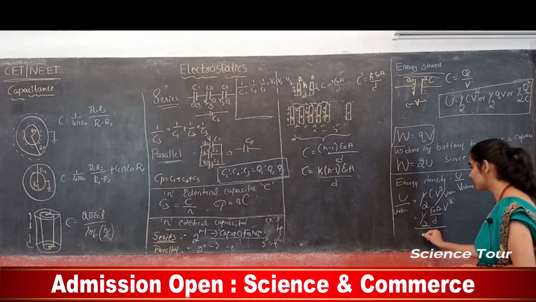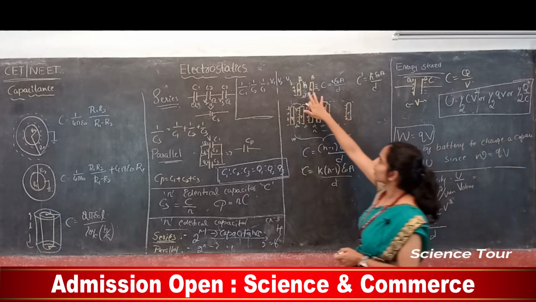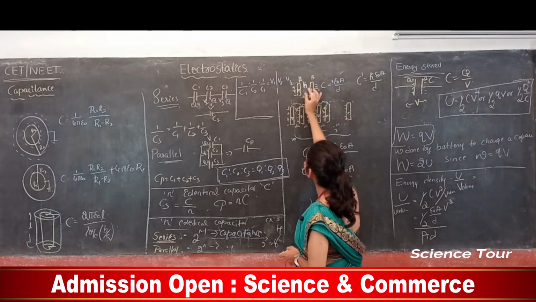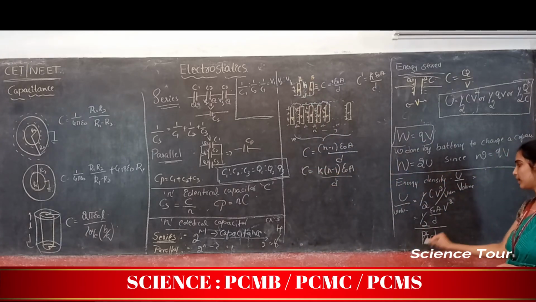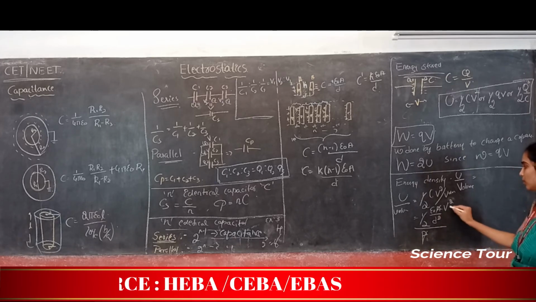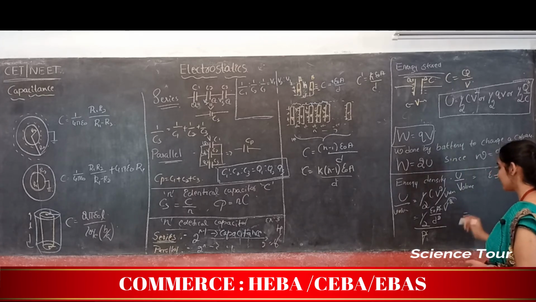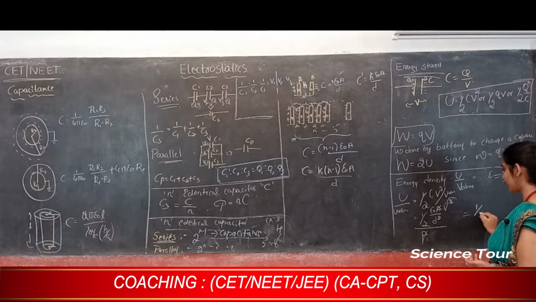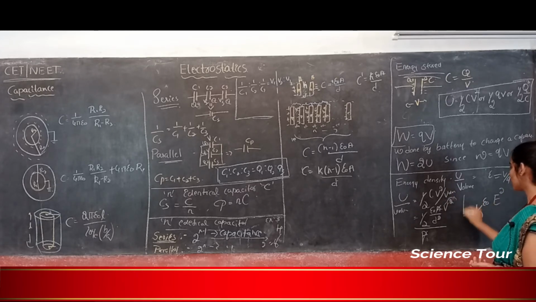Can I write volume as area into distance? Volume of this plate is nothing but this distance times of area, correct? So area into distance. Now area gets cancelled. This will go up and become square here. What is V by D? V by D is nothing but electric field. So can I write energy density as half times of epsilon naught V square by D square is E square. So this is the energy density.